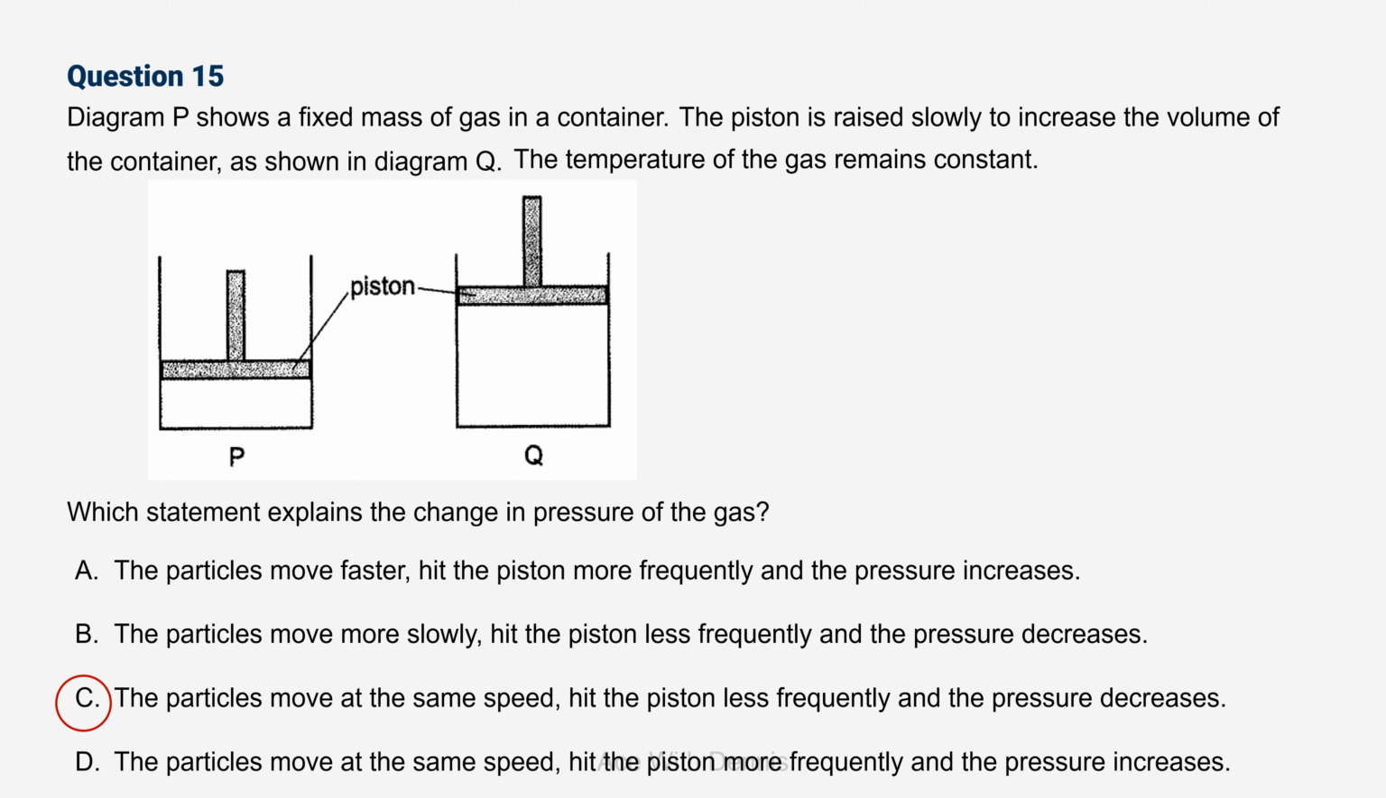Therefore, the answer will be C. The particles move at the same speed because the temperature of the gas is constant, and hit the piston less frequently because there is more space in the container once the piston has been raised, and therefore the pressure decreases.